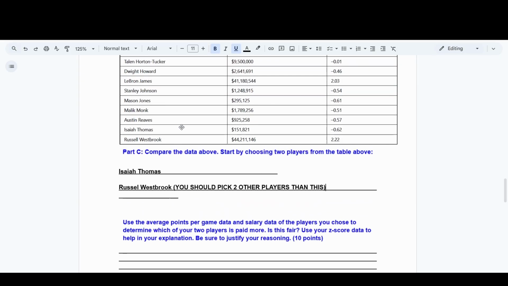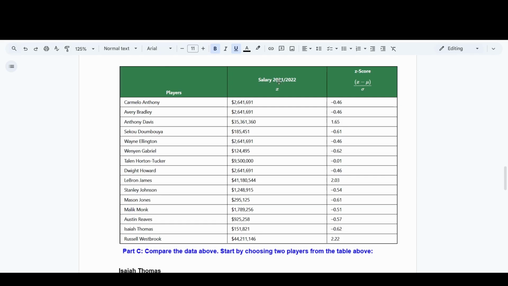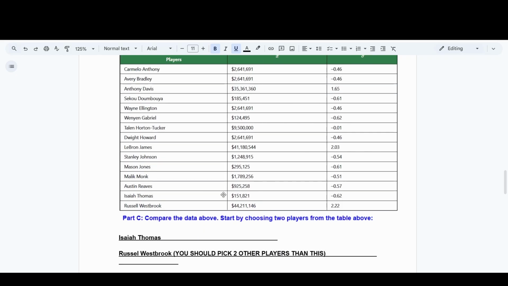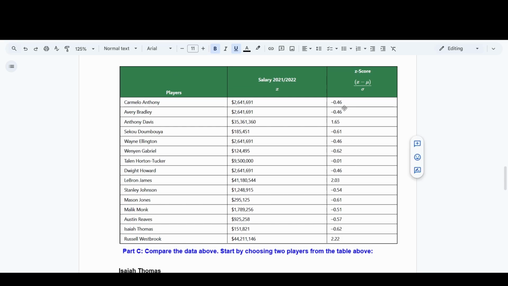So let's compare the data above for these 2 players. This is a table of their salary schedule. It looks like Isaiah Thomas is making 6 figures, $151,000. Russell Westbrook is making $44 million. Or is this per game? I think this is just their salary. And their z-score, they've already done the z-score for us, to compare average salary. So this will be different than the table above.